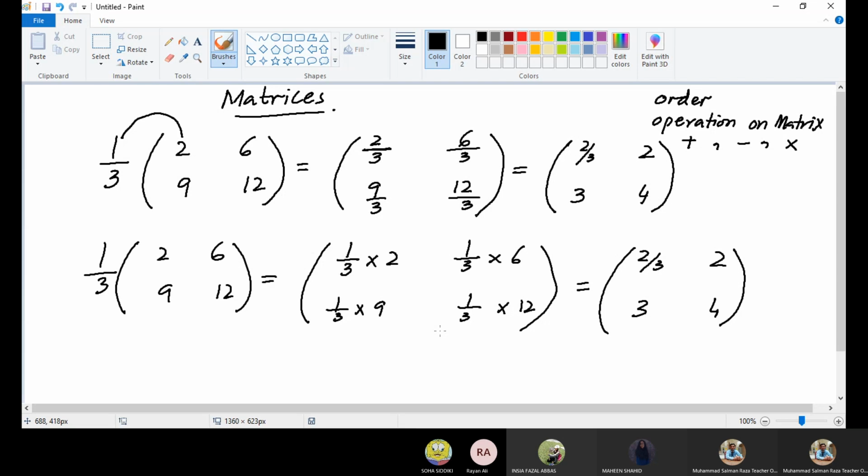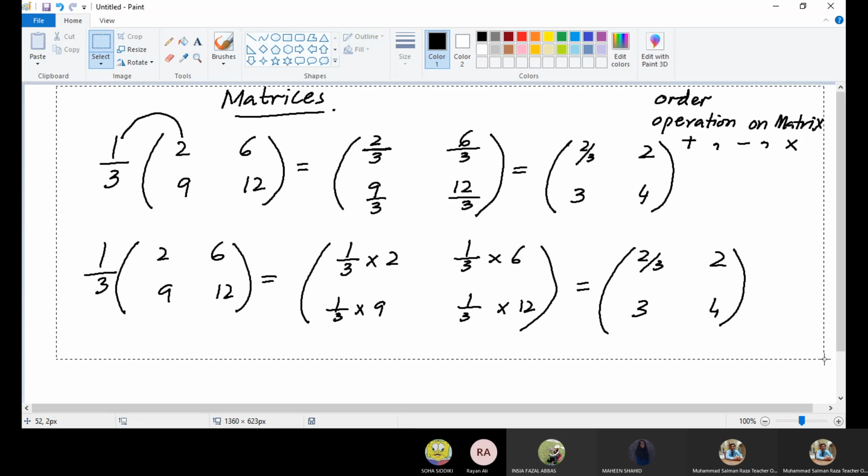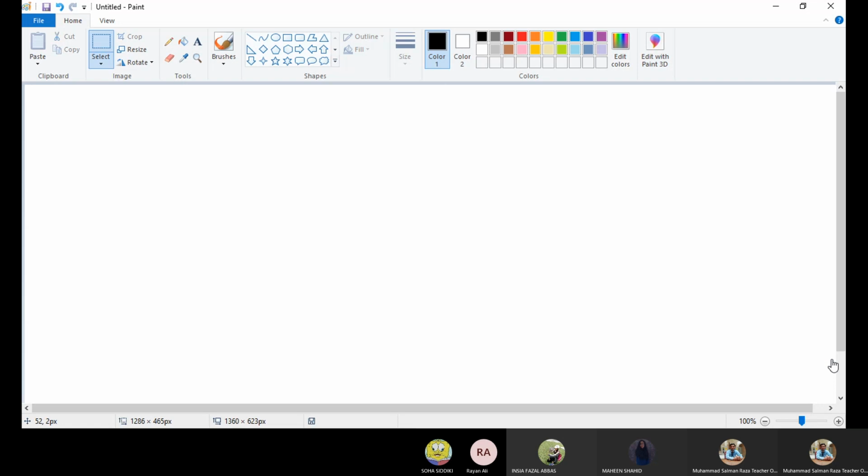Now we are going to move on to the brighter part of the matrices, which is known as the addendum. And over there, we are going to study the inverse of the matrix. So now we are going to discuss the inverse of the matrix.